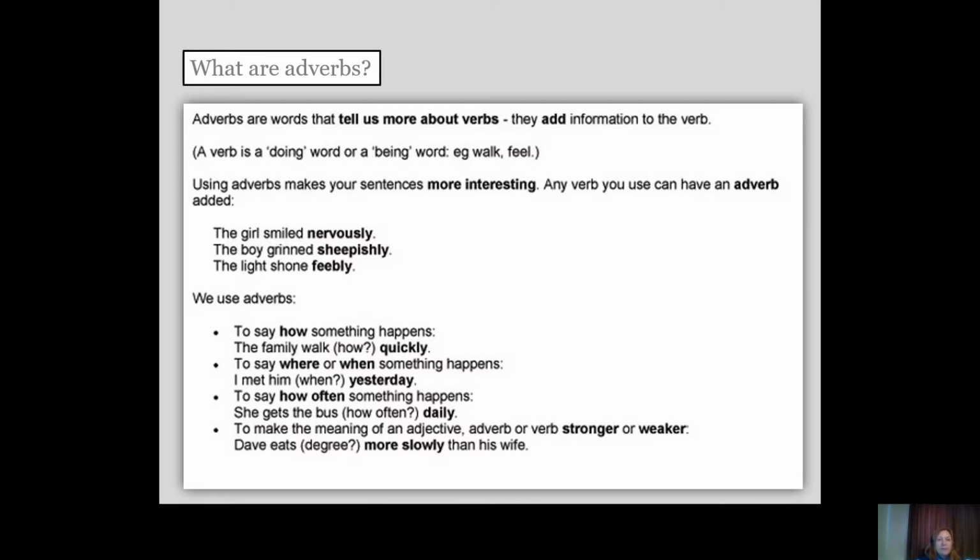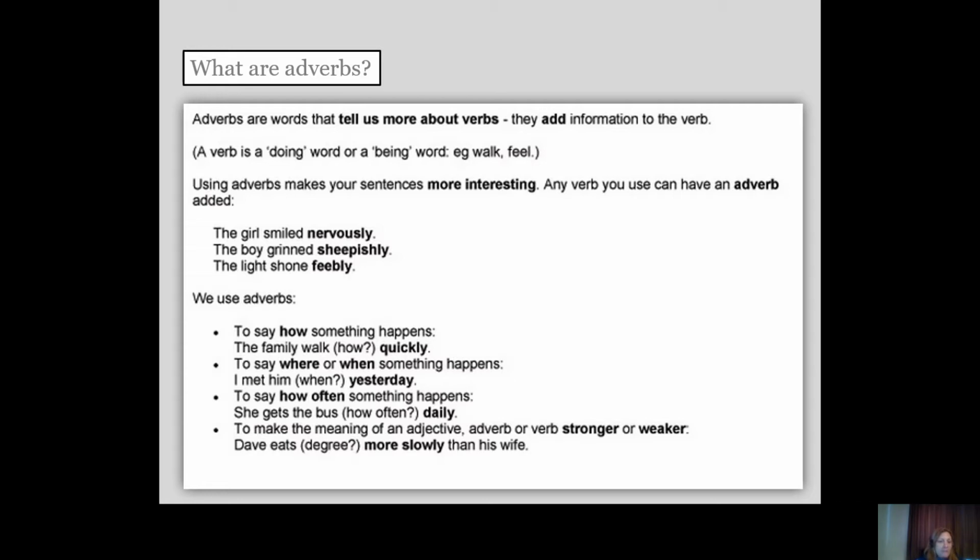The light shone feebly. So the light being the object, the noun. Shine is what it did, but it's feeble. Something's feeble, it's not very strong, so it might be a very weak light, might be quite faint. So we use adverbs to say how something happens, so quickly, slowly, to describe a bit more about that, where or when something happens, yesterday, tomorrow.